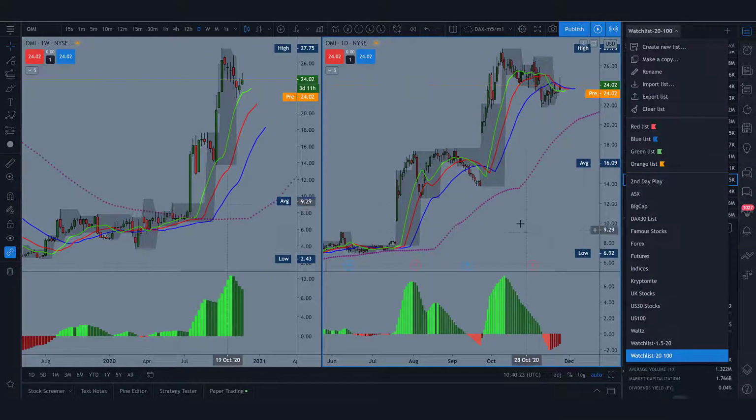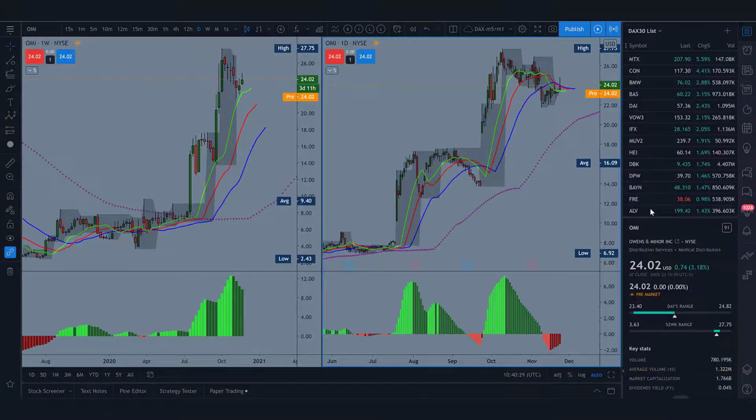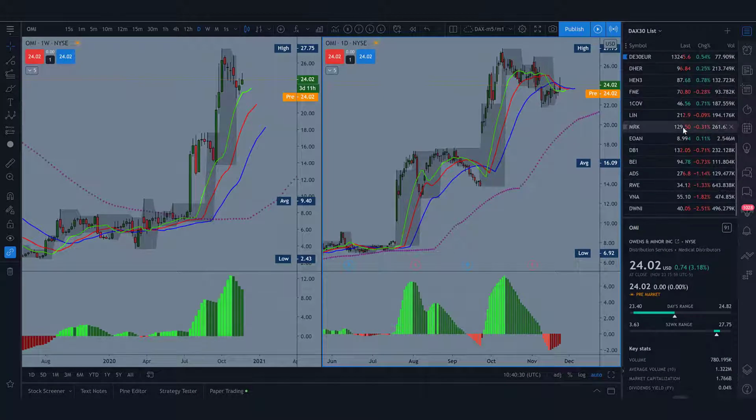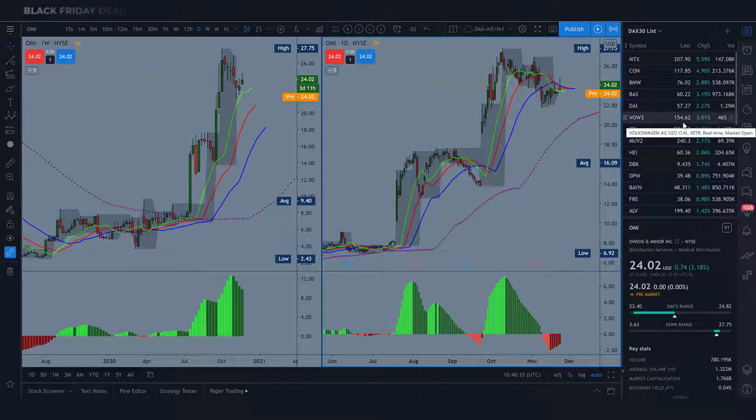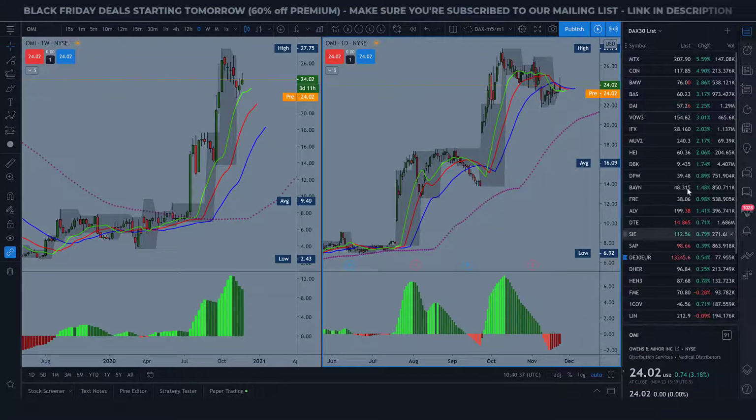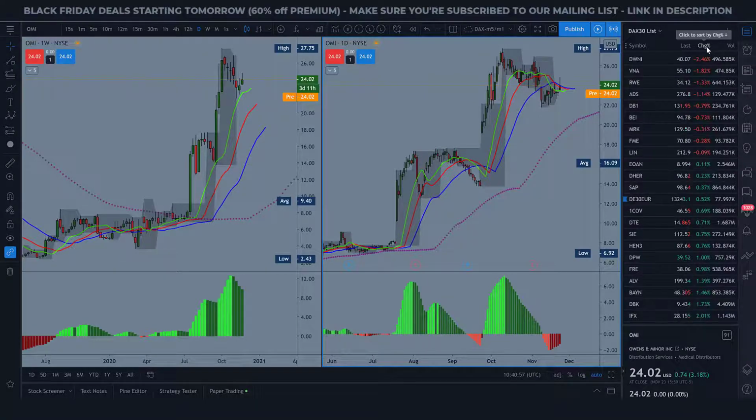Okay, let me just show you an interesting thing that I've created. So I have this DAX 30 list, right? It only makes sense because we trade DAX. So these are all the 30 stocks on the DAX. I don't have the delayed feed because I bought their real-time feed. It's not expensive, I think $100 for a year. Now you can sort them by change percentage.